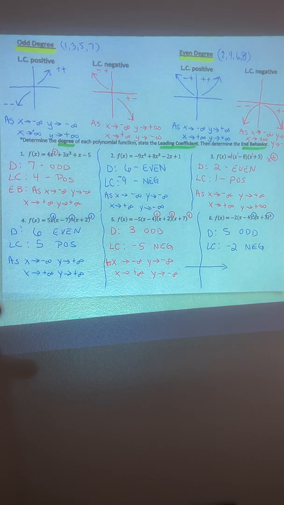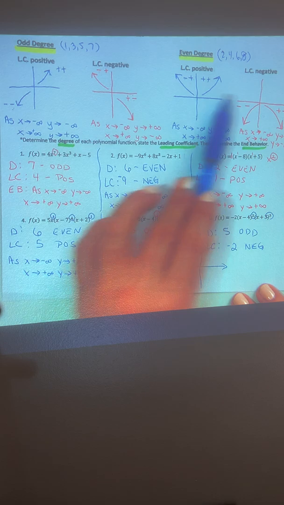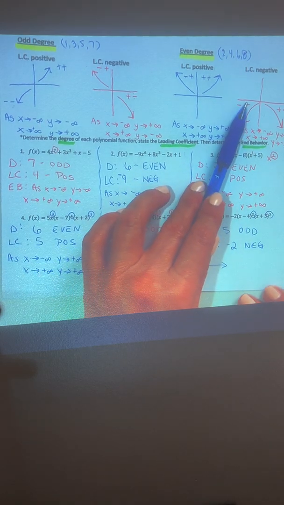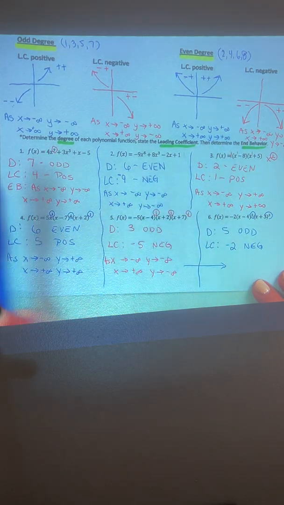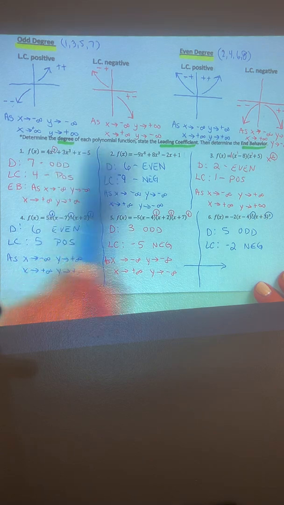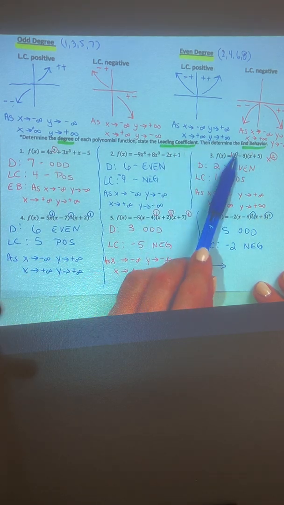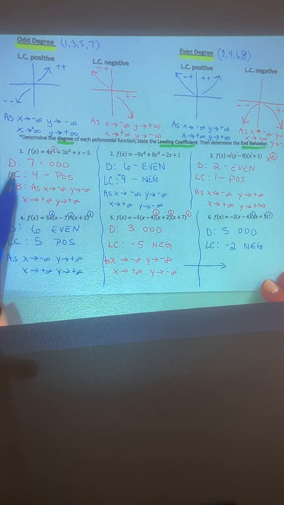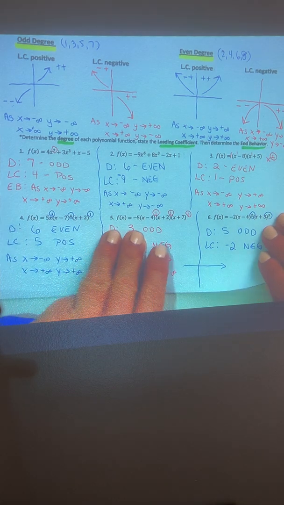All right, so far on this first page, we've talked about end behavior. Here are the different types, which I will show you my hand gestures at the end. And then we determine the degree, the leading coefficient, and the end behavior. Okay, and you can set it up just like this on your homework. Okay, the next page.